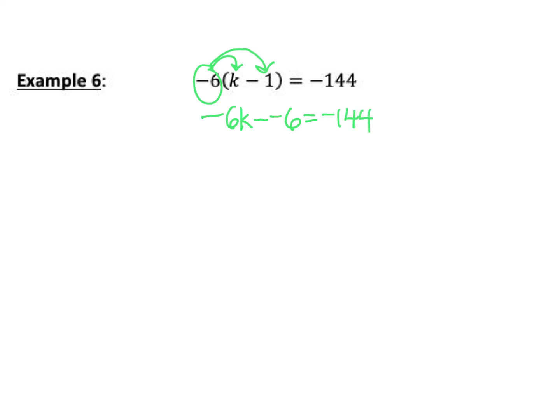Notice how minus and negative, we know that minus and negative is the same as adding. So if you multiplied it through and got negative 6k plus 6 equals negative 144, that is correct. So now from here, I want you to go ahead and solve the rest and solve for k.